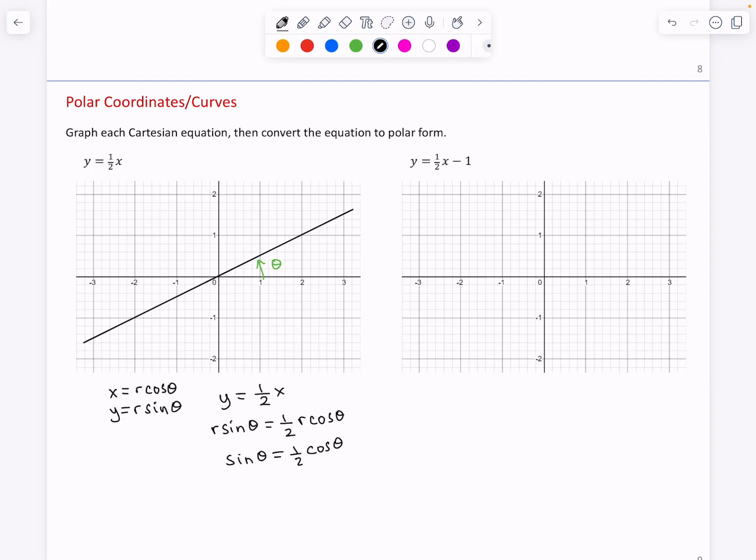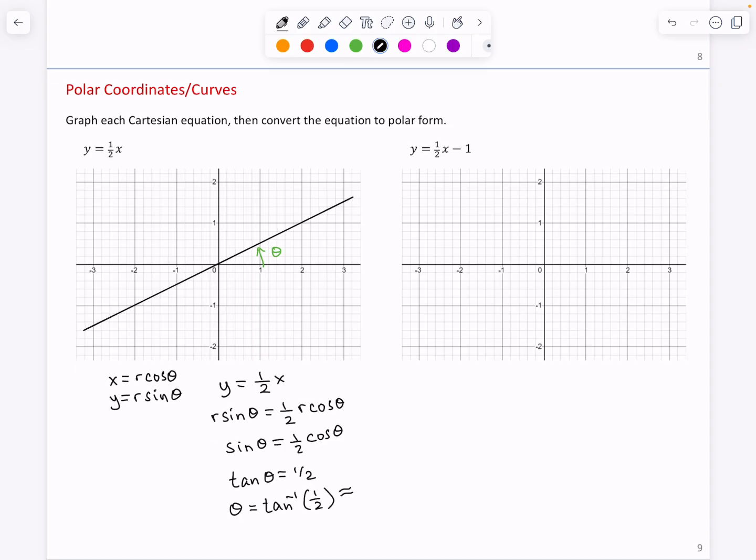Then we can divide by cosine. Sine over cosine's tangent. So whatever theta is, the tangent of theta would be 1/2. And then we can find theta by finding the inverse tangent of 1/2. In radians, that would be, using a calculator, approximately 0.464 radians, or in degrees, approximately 26.6 degrees. So this would be our equation. Theta is equal to arctangent of 1/2. Remember, if theta is equal to a constant, we get a line through the origin.